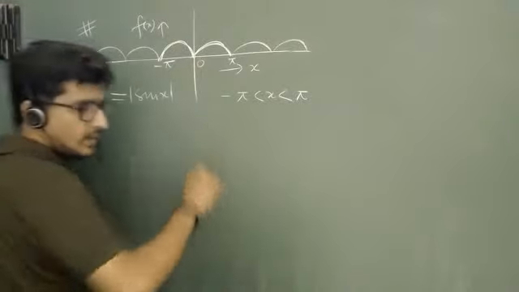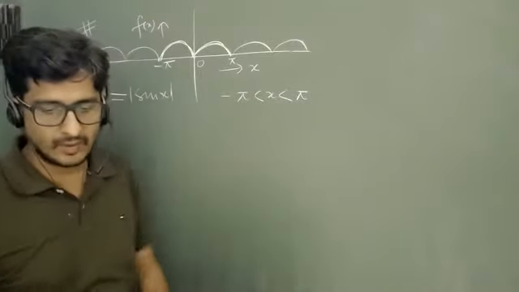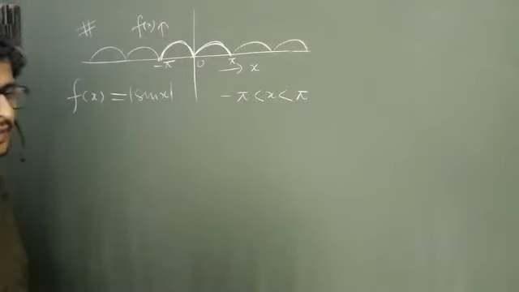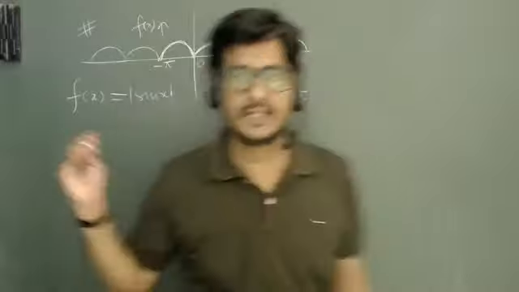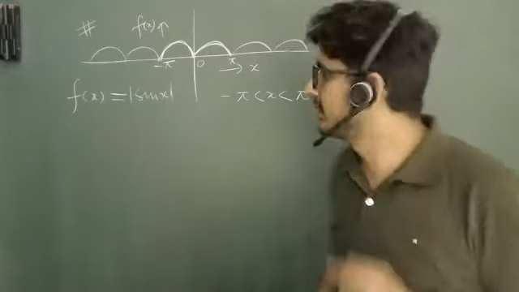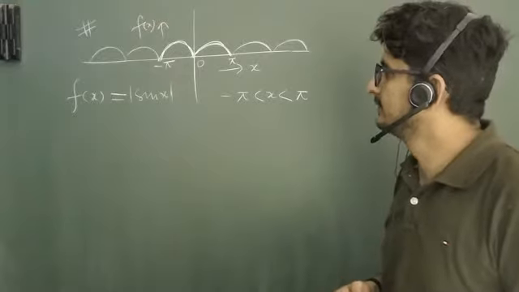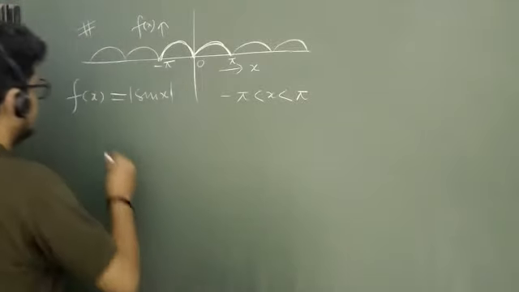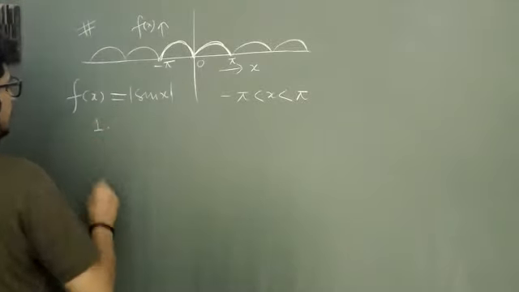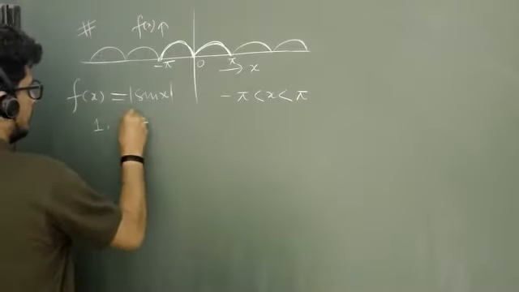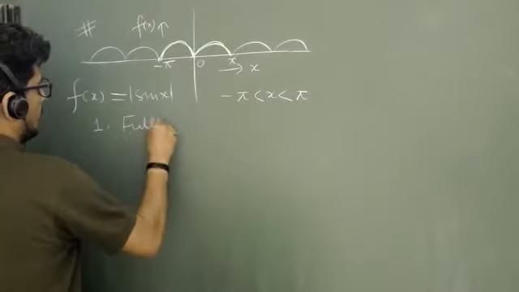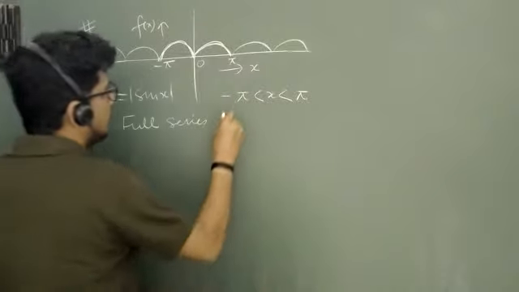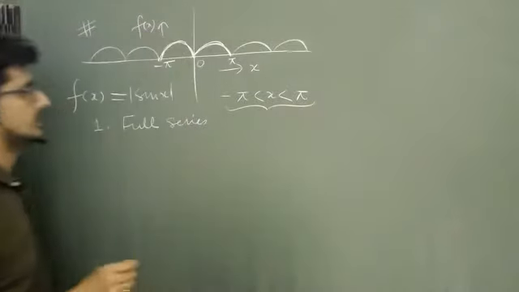So this is our well-known case, I can say. Yes or no? Do we know this case or not? Yes, sir. We know this case. What type of function is this? First thing, is this a full series or a half series? Full. This is a full series, right? It is given between minus pi to pi. So this is a full series.